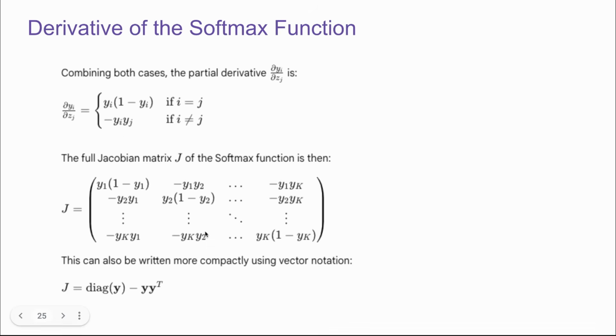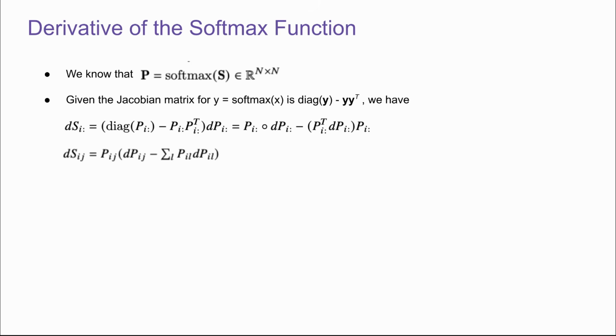This can also be written more compactly using vector notation. It's basically diag(y) minus y multiplied by y transpose. Now recall for the original problem statement we have P equals softmax of S. Given the Jacobian matrix for y equals softmax(S) is diag(y) minus y multiplied by y transpose, we have the following formulas. It's a detailed mathematical calculation of the derivative of S for each position i and j. Pause the video a little bit if you need to take a look.